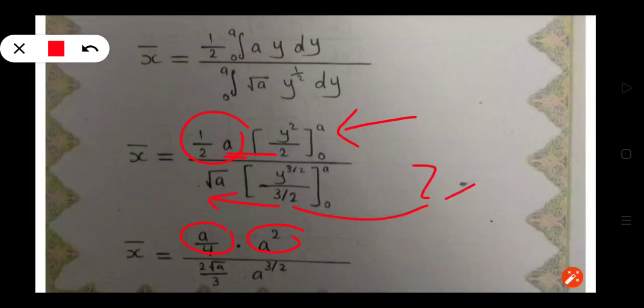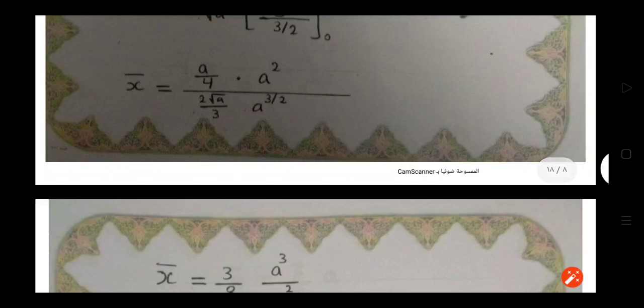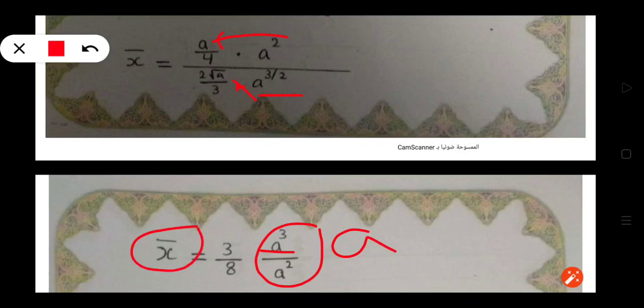This will equal 2 over 3 root a, replacing y by a. It will equal a power 3 over 2. a squared times a equal a cubed. a power 3 over 2 times root a, which is a power half, will equal a squared. a cubed over a squared equal a. So x bar will be equal to 3 over 8 a.